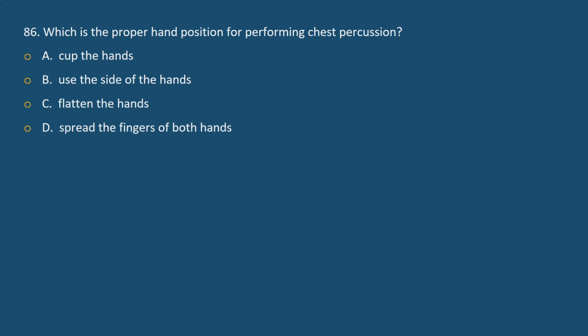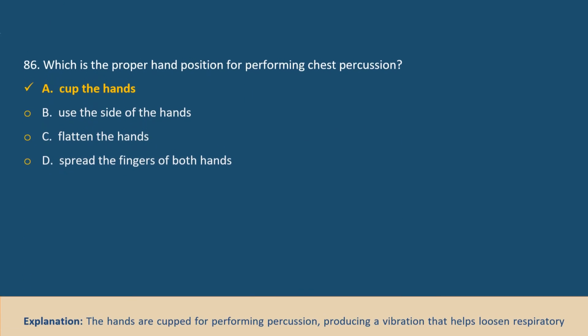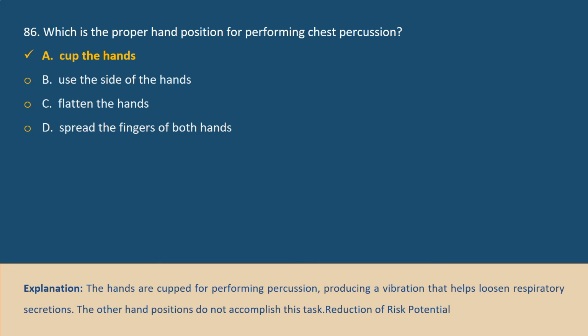Question 86. Which is the proper hand position for performing chest percussion? A. Cup the hands, B. Use the side of the hands, C. Flatten the hands, D. Spread the fingers of both hands. Answer A. Explanation: The hands are cupped for performing percussion, producing a vibration that helps loosen respiratory secretions. The other hand positions do not accomplish this task. Reduction of risk potential.